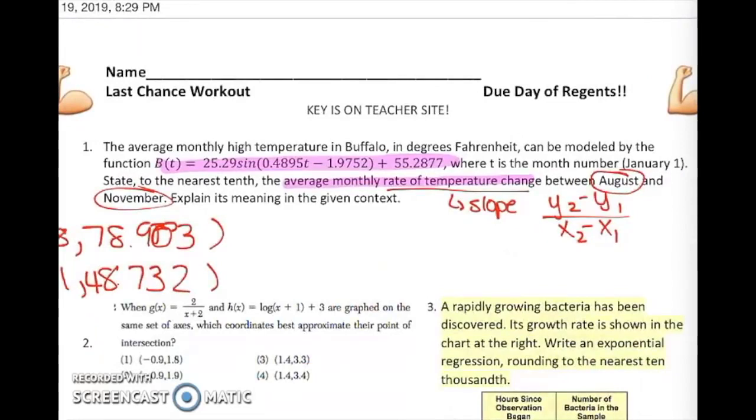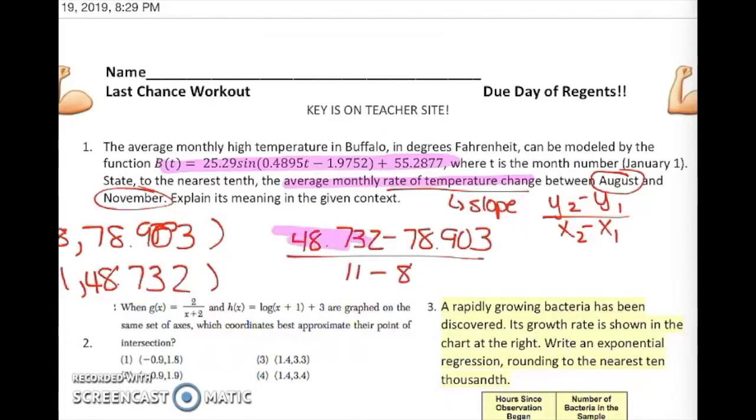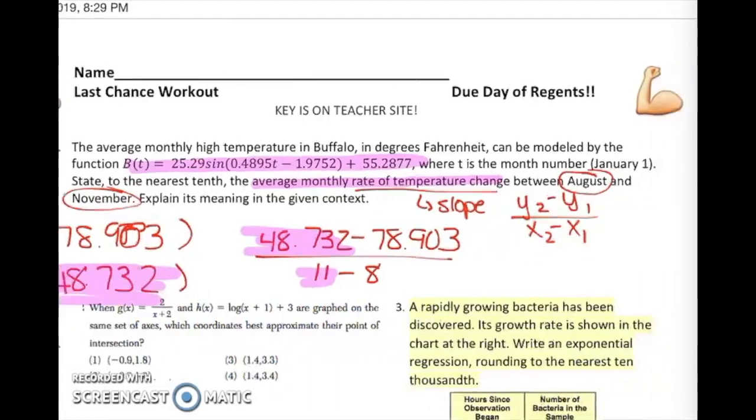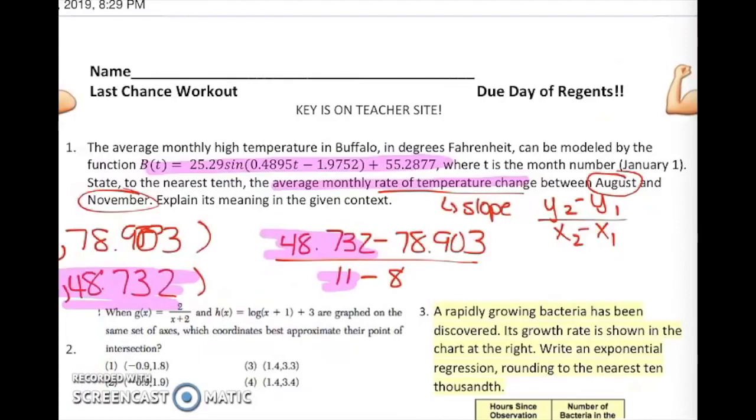So using those, I'm going to plug that in. It's going to be 48.732 minus 78.903 over 11 minus 8. And remember, y1, x1, those should go together. And that gives me to the nearest tenth, which is what they asked me for, negative 10.1.